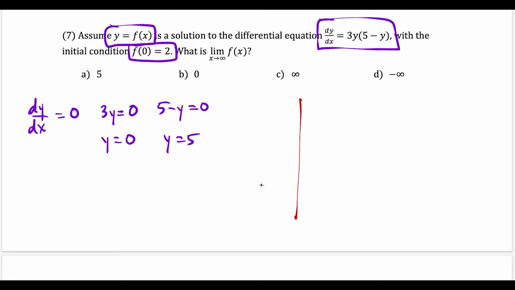So I'm just going to do a little sketch over here. So at y equals 0, that's the x-axis. We have a horizontal asymptote. And then also at 5. So this is just getting a sketch going here like this.